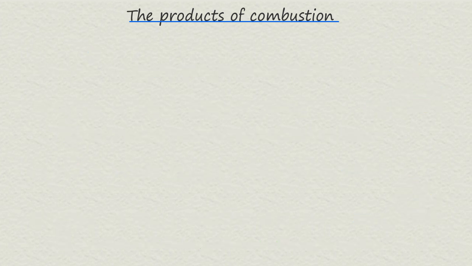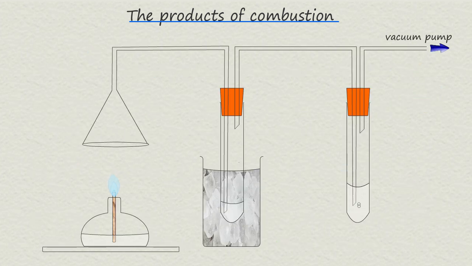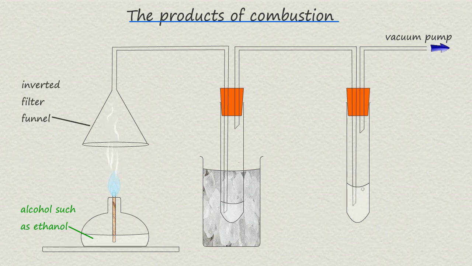Now, it is easy to show the products of combustion of an alcohol are indeed carbon dioxide and water vapour using the apparatus shown. If a spirit burner is filled with an alcohol such as ethanol, then when it burns, the fumes can be drawn through the inverted filter funnel and into the first test tube, which is surrounded by a beaker of iced water.